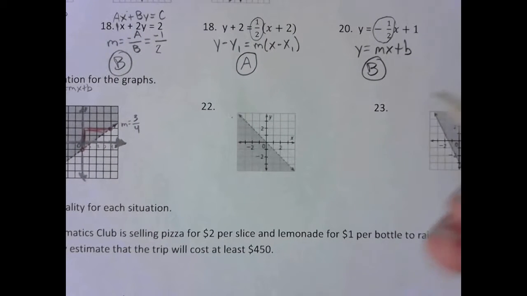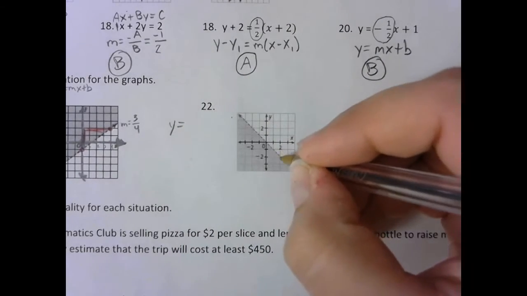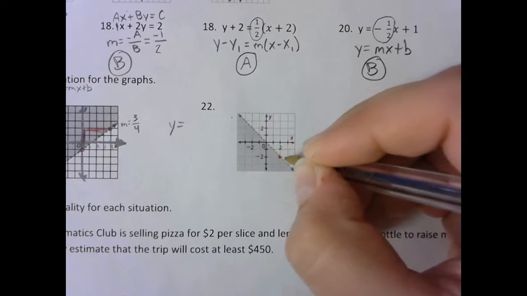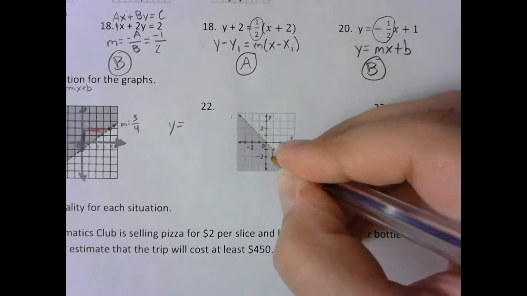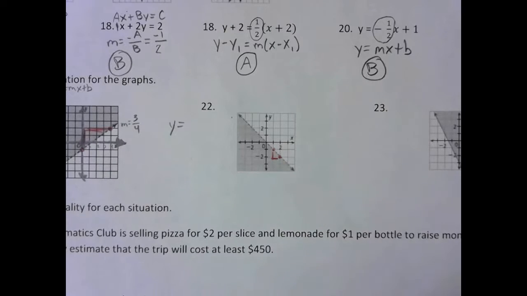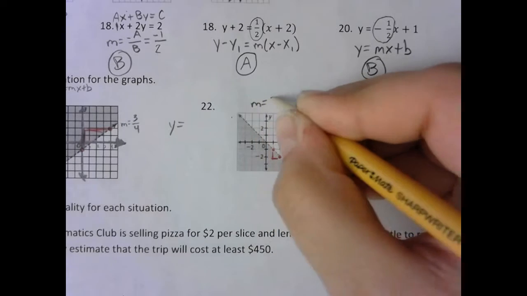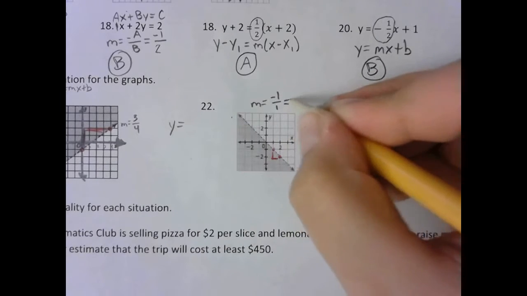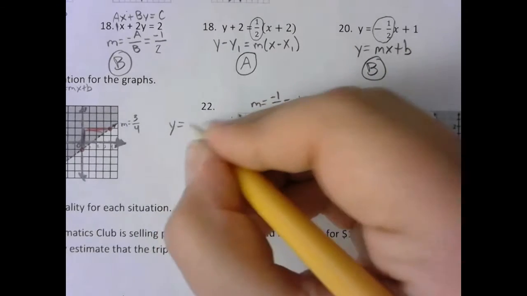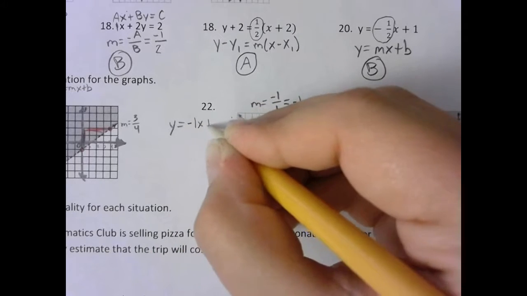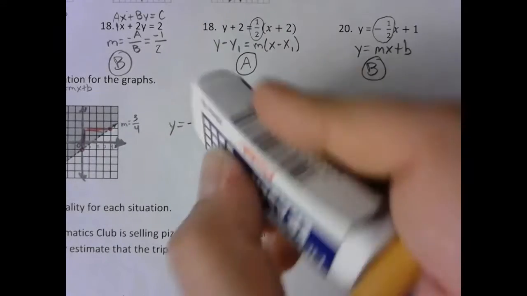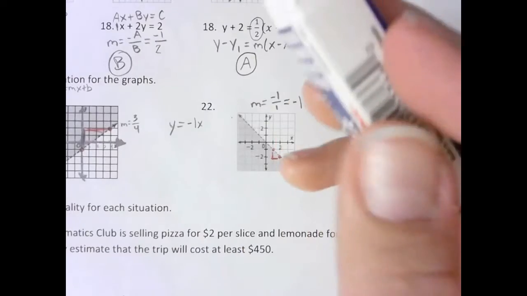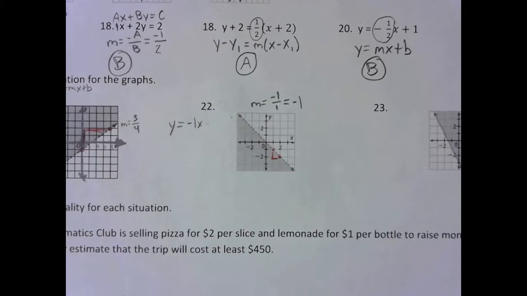Okay. Let's see. We got y equals, again, we need to find slope. Well, this looks like a good point. This looks like a good point. So I went down 1 to the right 1. So that means my slope here is -1 over 1. Well, that's the same as -1. So I got y equals -1x plus b. Well, our b is 0, so I don't even have to write that. I can erase that. So y equals -1x. Okay, that gives me the line.